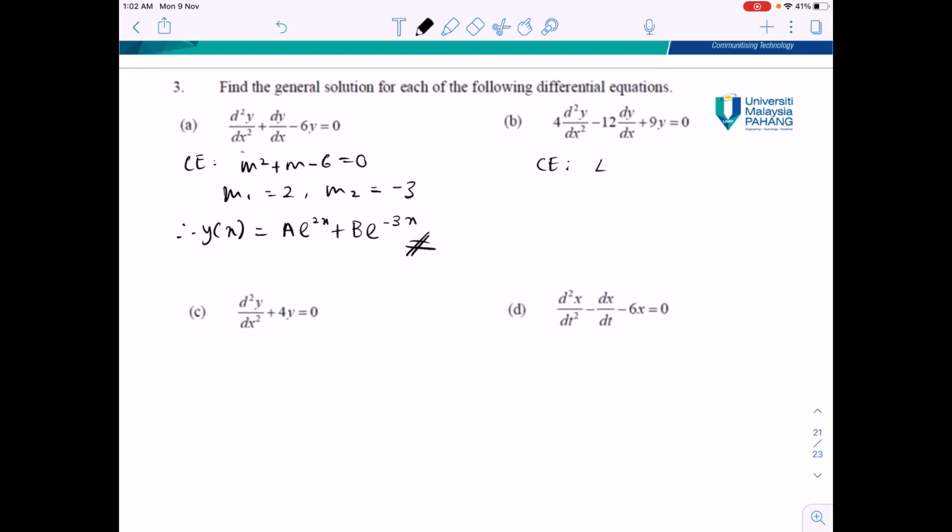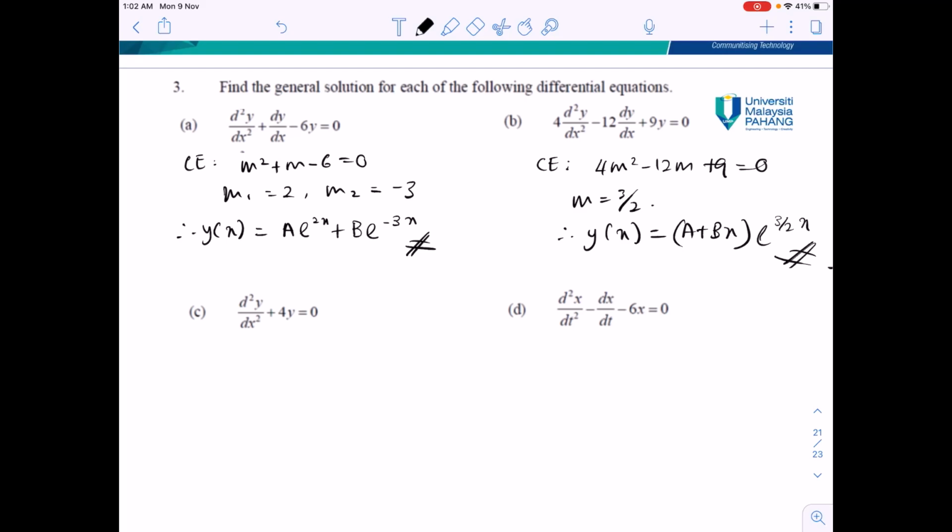Okay, so how about this one? Characteristic equation: 4m squared minus 12m plus 9 equals 0. So this is 4, minus 12, 9. We just have one root, which is 3/2. So your y equals (a plus bx) e^(3/2 x).